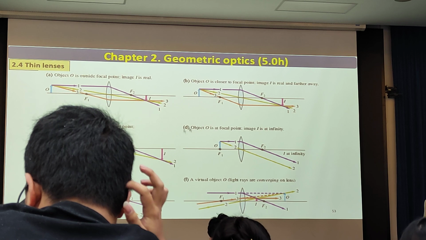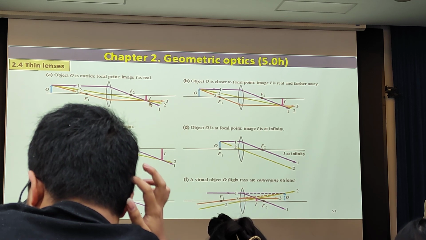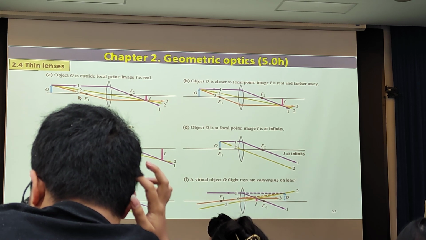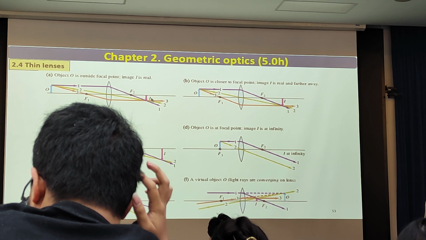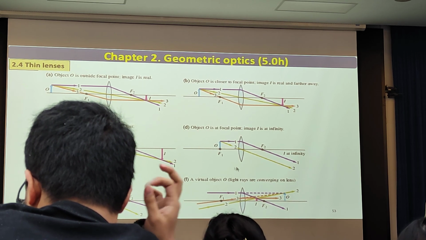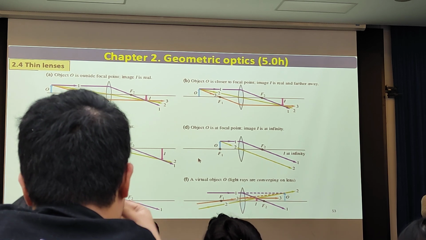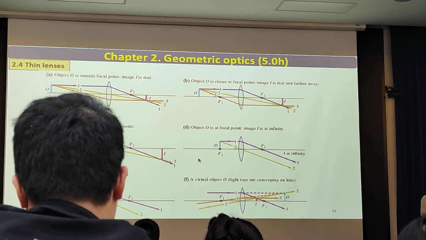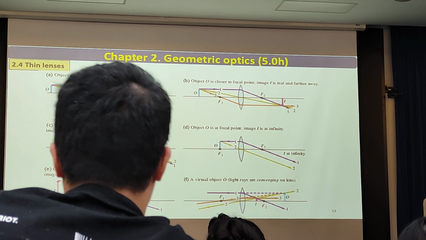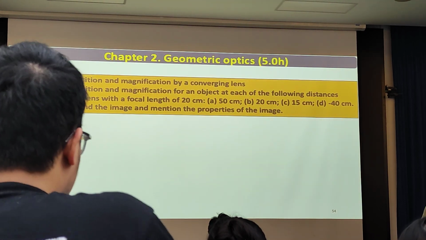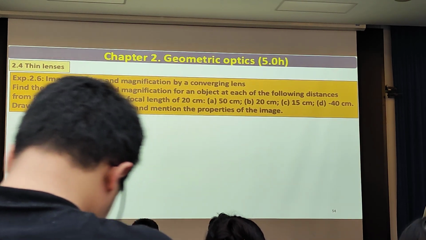Overall, you can have different positions of the object, so different positions of the image formed. And normally you will have the relationship between F and 2F or something like that. We have one example, however, for sure we will do it later.